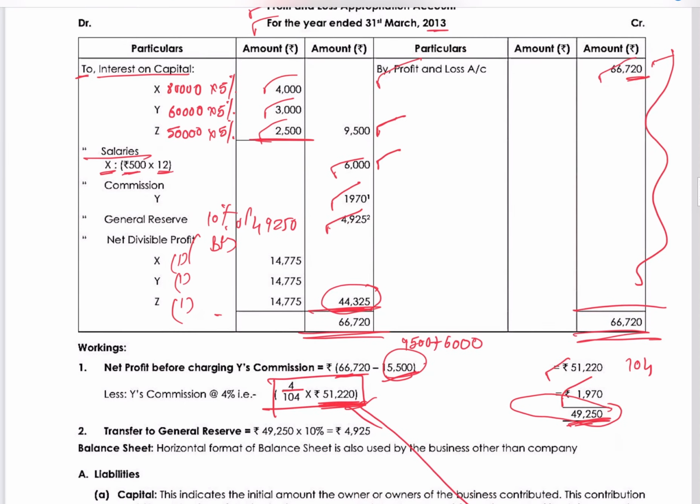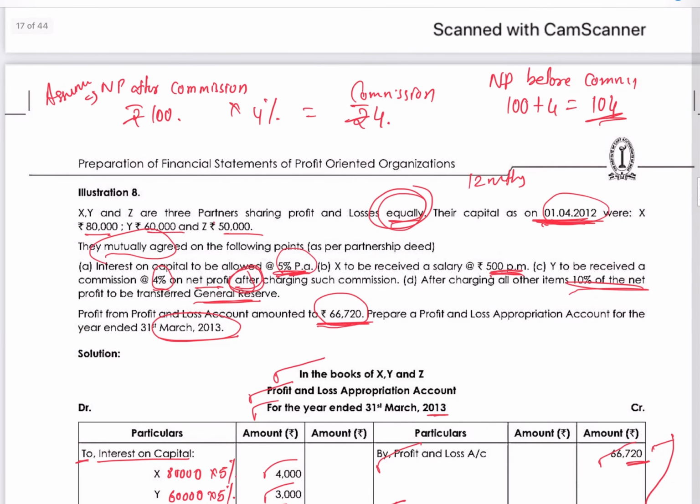So P&L appropriation is always for adjustments which are within the business, among the partners, the owners. Whatever the net profit adjustments are made, they will be reflected in the P&L appropriation account.